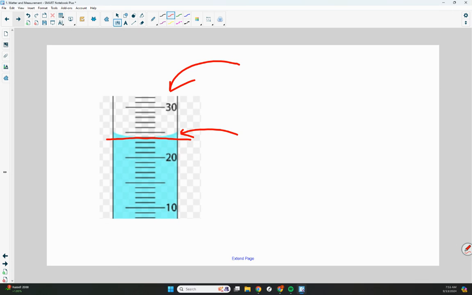And if we look at the bottom of the meniscus here, we see that it falls on the 21, 22, 23, 24 milliliters. So that would be our measurement. You'll notice that the top actually falls more close to 25, but 24 is the measurement that we want to use. So that's a basic reminder about how to use the graduated cylinders.